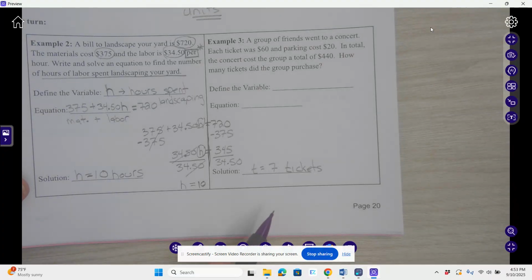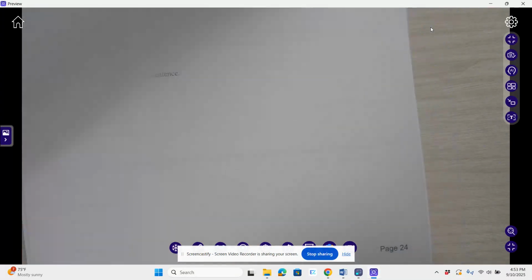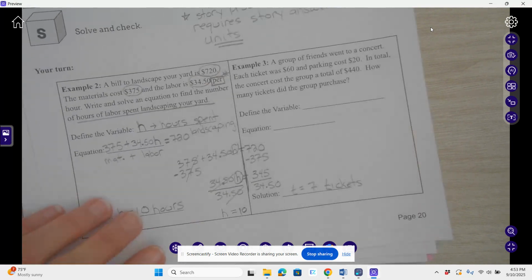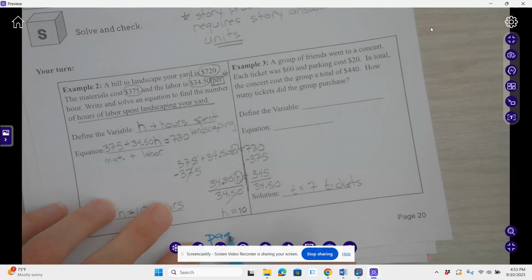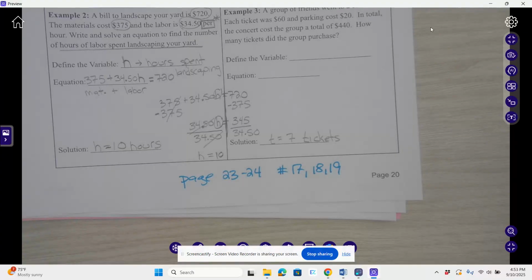After you are done solving this one, I would like you to go to, and I'll write this in a minute, I just have to check the page number. I would like you to go to page 23 and 24 and do 17 through 19. So after this, you're going to go to page 23 and 24 and do problems 17, 18, and 19. Okay, those are your practice word problems. That's it. Thank you.